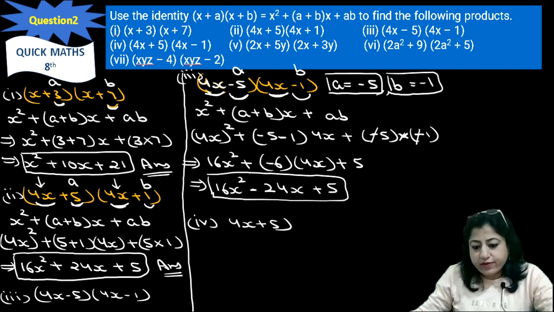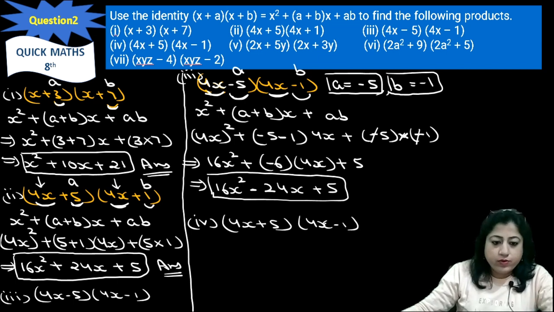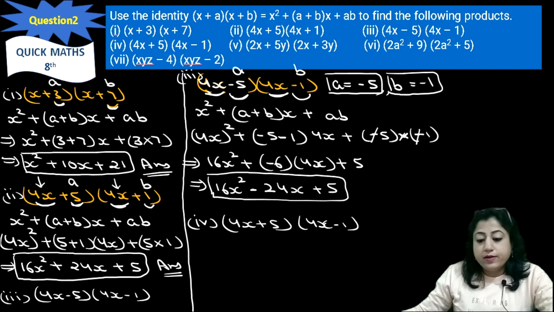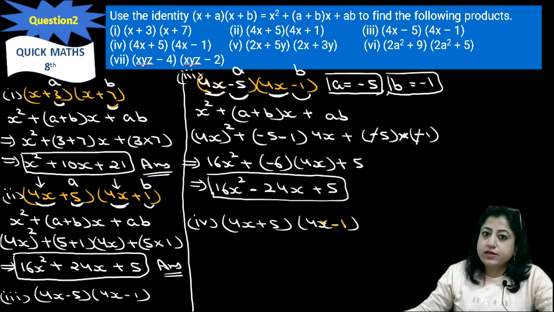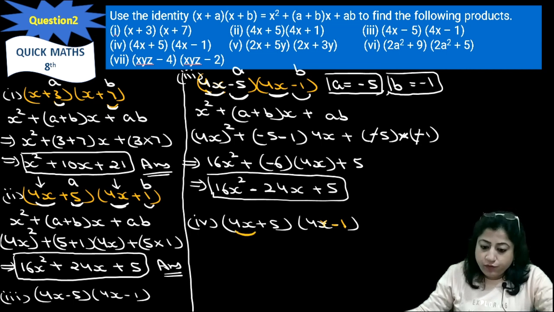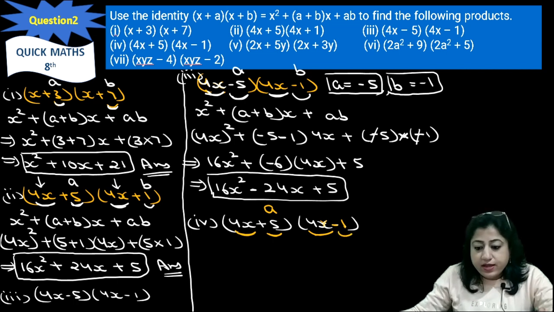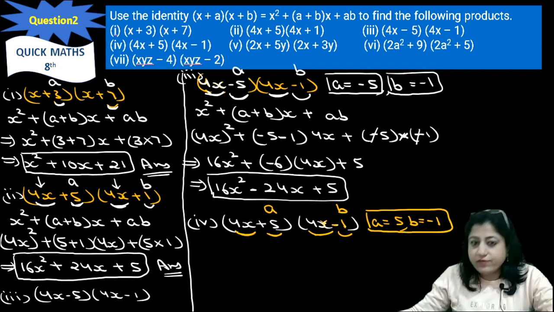4x plus 5, 4x minus 1. Now, using yellow color, 4x plus 5, 4x minus 1. Here, x is same. We will use the 4x instead of x. So what is the value of x here? It is 4x. Now what is the value of a? A is 5 and b is minus 1 here. One is positive, one is negative.